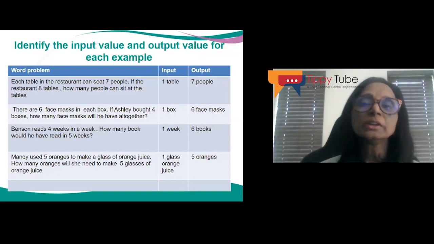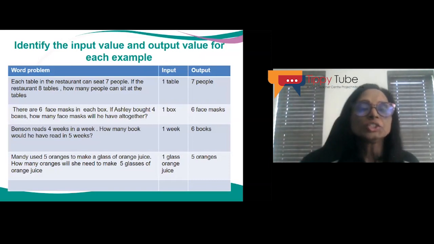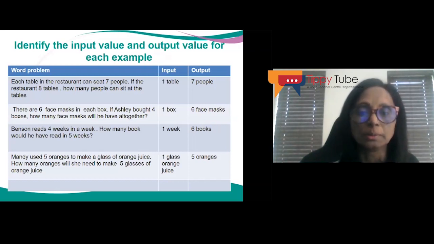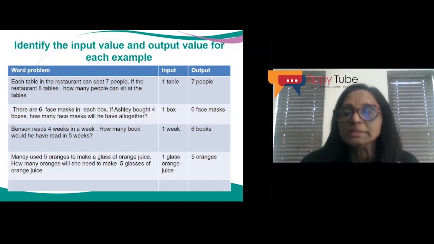Now, identify the input value and the output value for each example. Here, I've given you some examples, okay? Each table in the restaurant can seat 7 people. If the restaurant seats 8 tables, how many people can sit at the table? So your input is 1 table, and your output is 7 people. Okay, for each table, there will be 7 people.